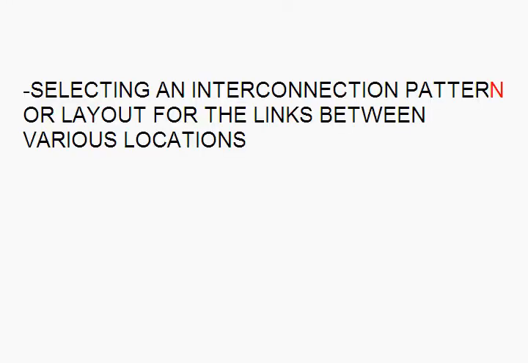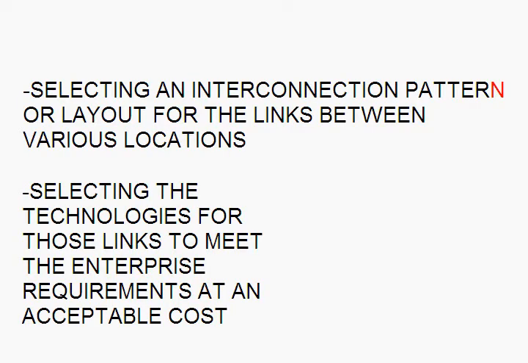Designing a WAN essentially consists of the following. Selecting an interconnection pattern or layout for the links between the various locations. Selecting the technologies for those links to meet the enterprise requirements at an acceptable cost.